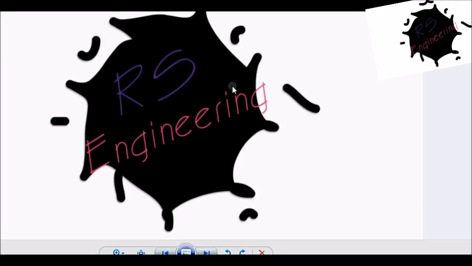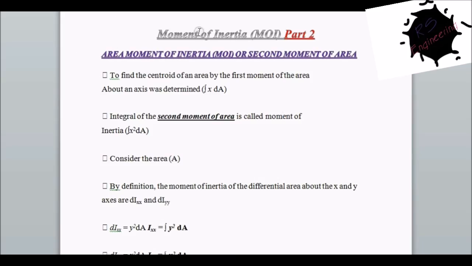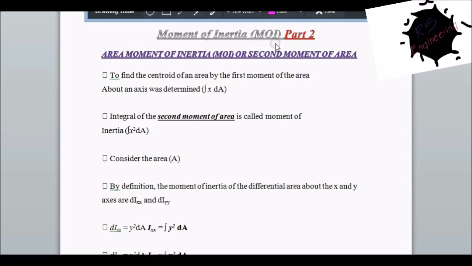Good morning friends, this is RS Engineering and today we are going to have a lecture on moment of inertia part 2. In the previous lecture we had seen center of gravity and centroid, and today we are going to have area moment of inertia, or second moment of area.